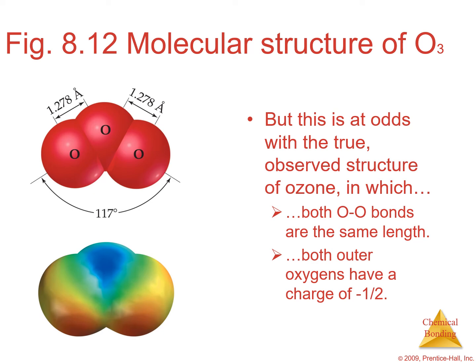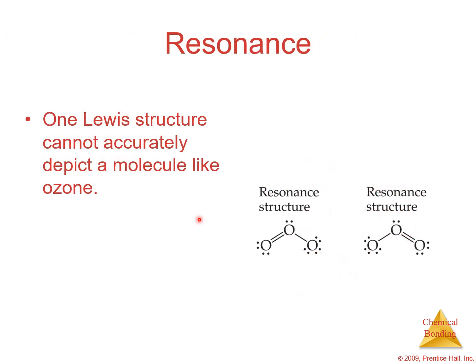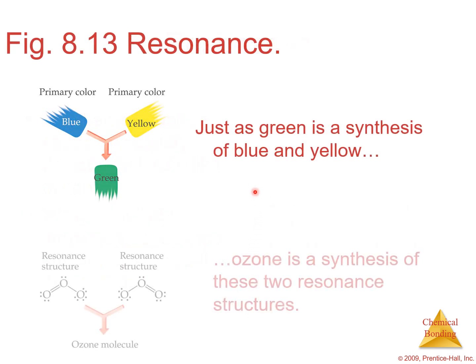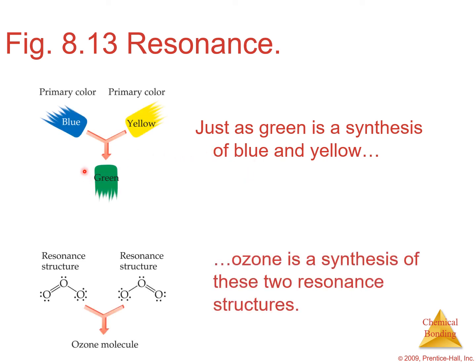So what is the solution? When a Lewis structure cannot accurately depict a molecule like ozone, this or this, no. So what we do, we use multiple structures, resonance structures, to describe the molecule. Just as here, green is a synthesis of blue and yellow. Now ozone here is a synthesis of these two structures, where the double bond is one time here and the second time here.